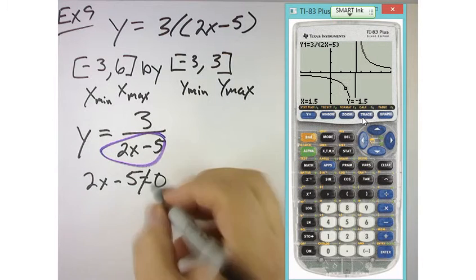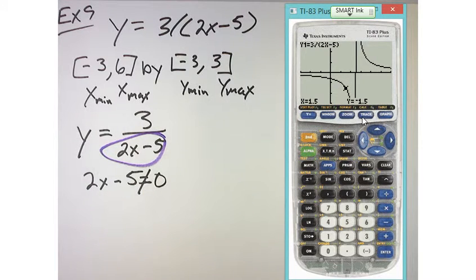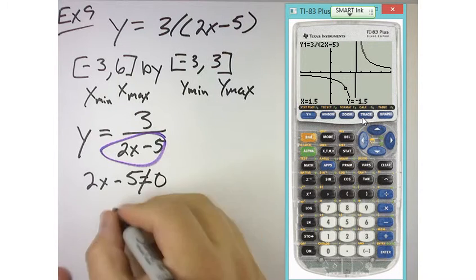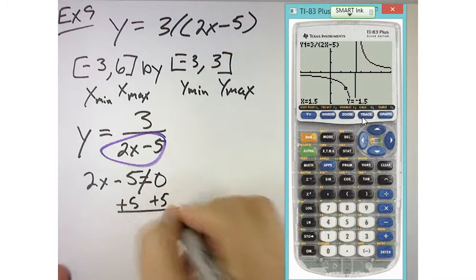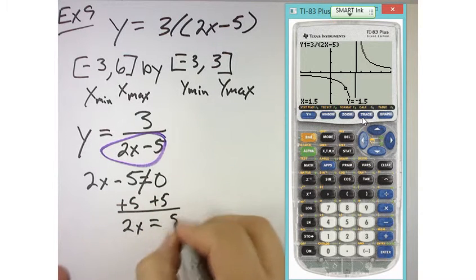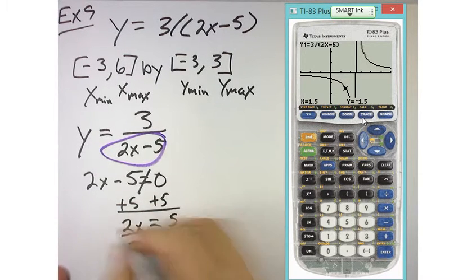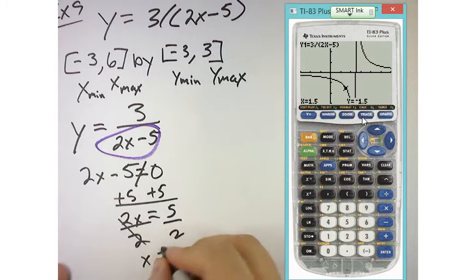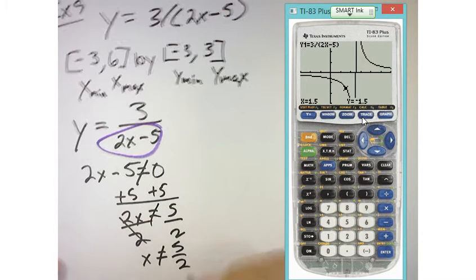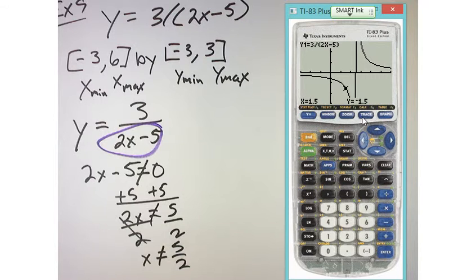So what I'm going to do is solve this just like I would an equation, but what I'm really saying is 2x minus 5 cannot equal 0. So I'm going to add 5 to both sides, and I get 2x is equal to 5, divide both sides by 2, and I get x cannot equal 5 over 2. So I can plug in any number I want, but it cannot equal 5 over 2. Does that make sense? Because when I plug in 5 over 2, what will my bottom equal? 0, and it cannot.